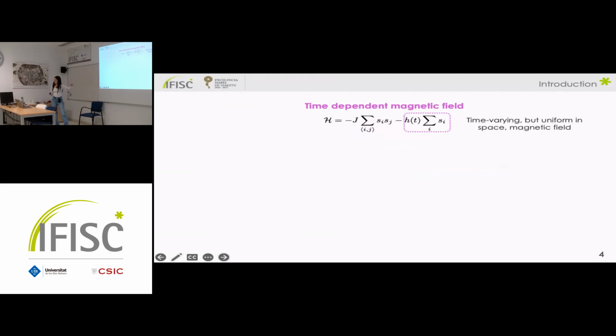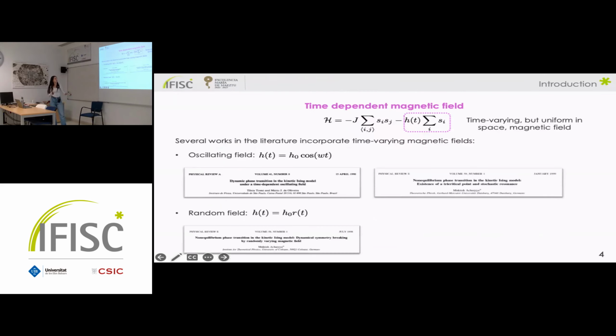Perfect. So, our goal in this work is to study the Ising model under a time-varying but uniform in space magnetic field. So now we will have this additional term here in the Hamiltonian. There are several works in the literature that have incorporated such fields as, for example, oscillating fields or random fields.